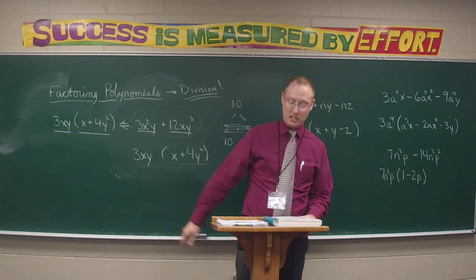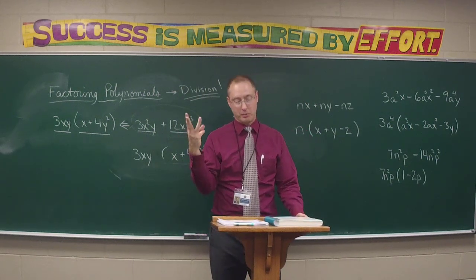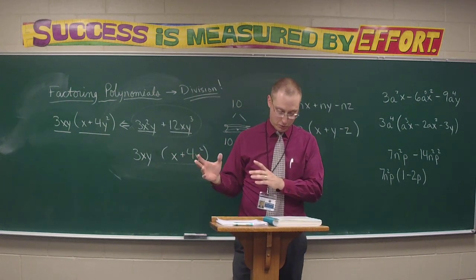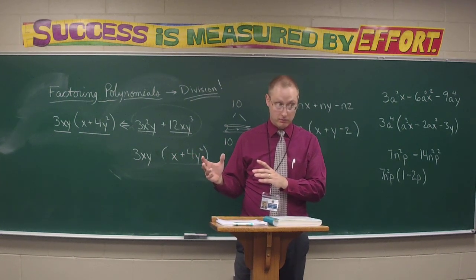Notice they give you a 3r plus 6. Notice there's a 3 that's common, so they write that first. And in parentheses, they divide everything by the 3 and get r positive 2. Any questions on A?